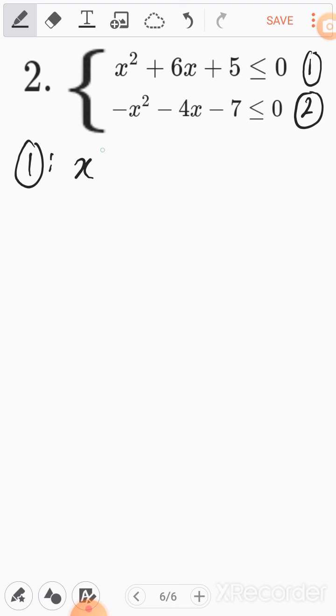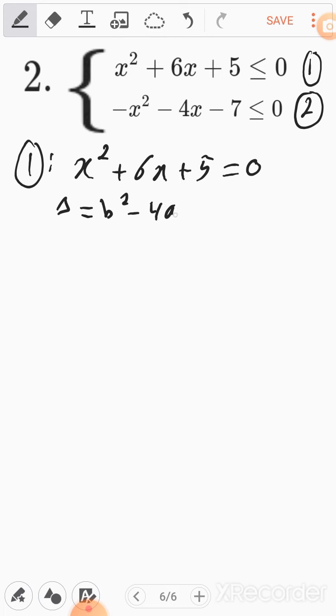We solve it equal to 0 first. We have to solve it less than or equal to 0, but first, we solve it equal to 0. So use the discriminant delta, b squared minus 4ac. It is equal to 36 minus 4 times a, 1, times c, 5, which is 20. So delta is equal to 16.